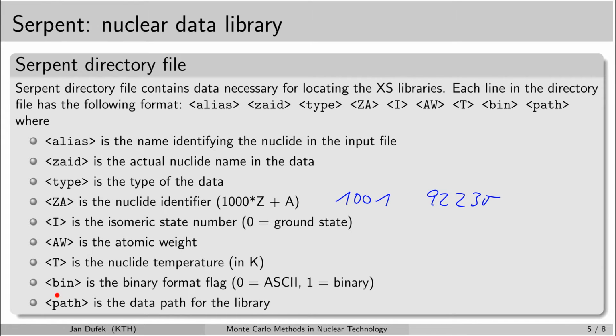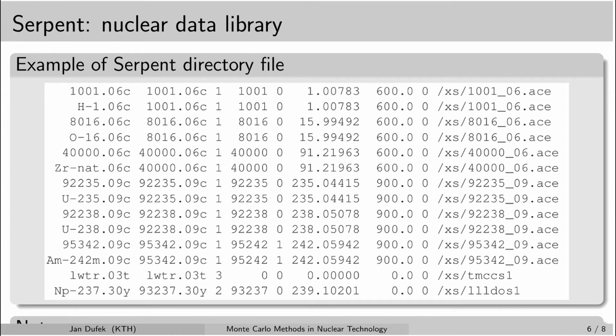So this gives the link between the location of the cross-section library and the name of the nuclide. So if you by chance change the location of the library, you'll have to make a change in the directory file at this place. So here we can see an example of a part of the directory file. The directory file contains thousands of lines. We can see only a few here.